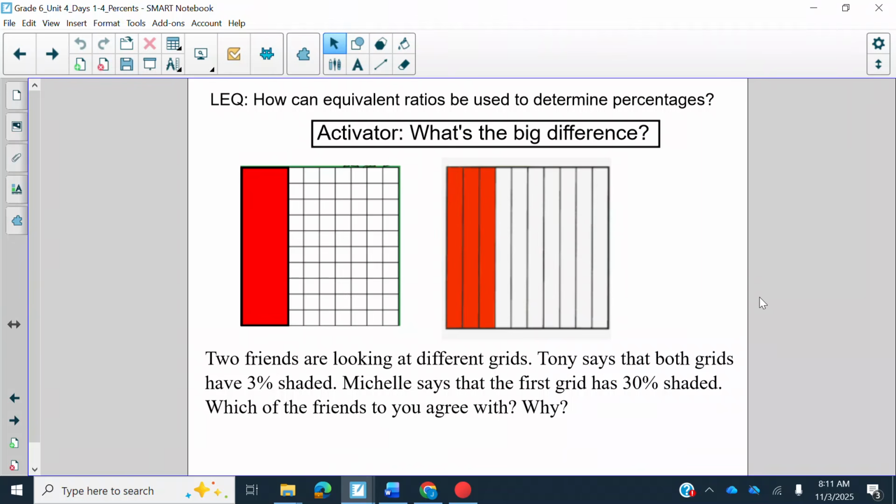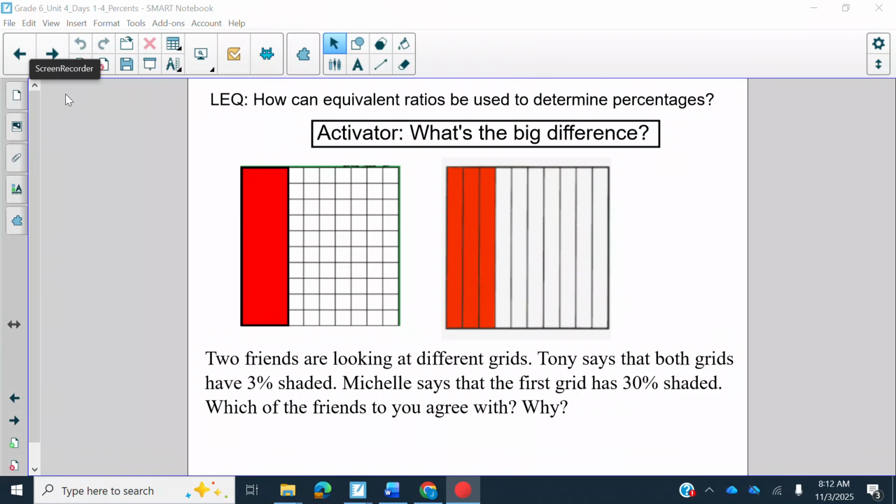So here's the activator. It says two friends are looking at different grids. Tony says that both grids have 3% shaded. Michelle says her first grid has 30% shaded. Which of the friends do you agree with and why? So pause the tape and answer the question in the space provided. Okay, so we're going to come back to this later.